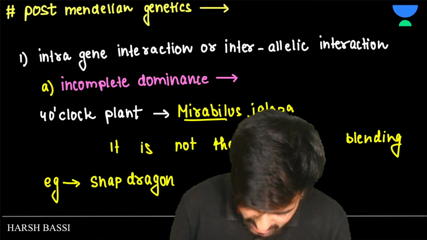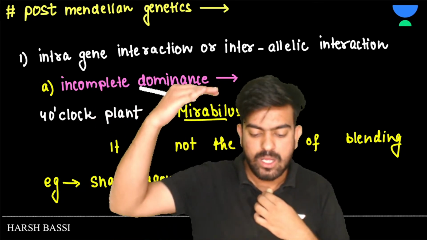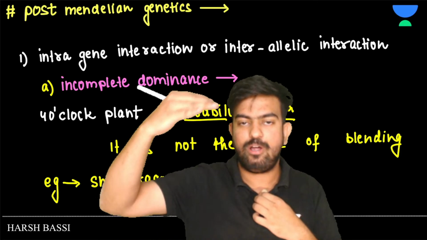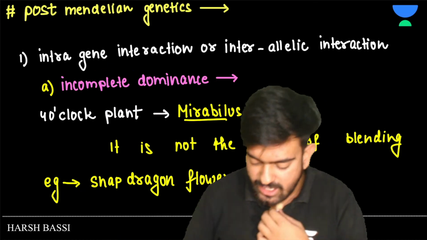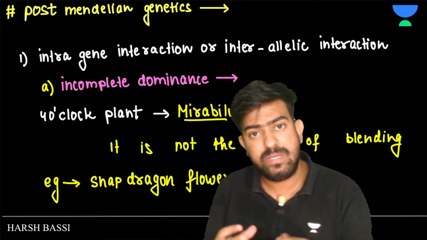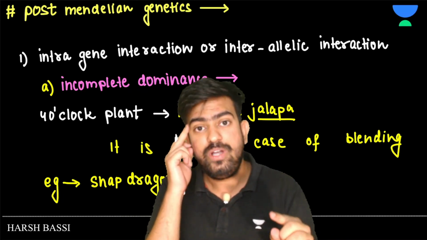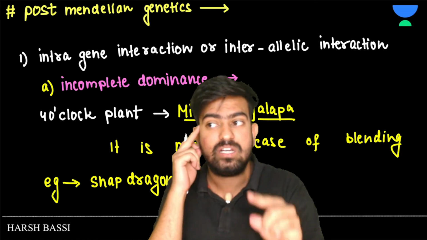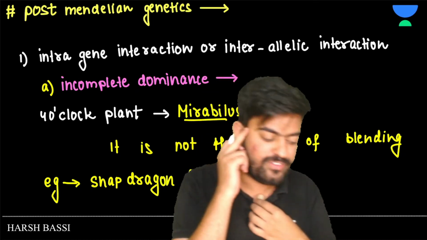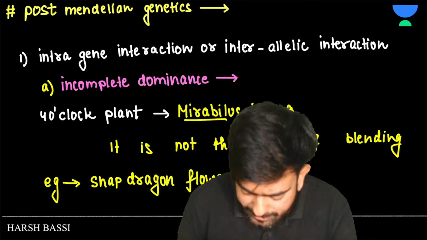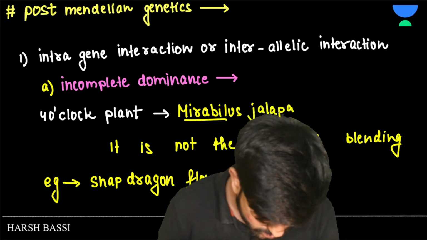So, how can the question be put up? Mirabilis jalapa is an example of incomplete dominance. Similarly, the snapdragon flower is an example of incomplete dominance. So, whenever a question is asked with these types of organisms, in your mind you should think, okay, this is the case of incomplete dominance, and I'll solve the question keeping this in mind. In snapdragon flower, what's the scientific name? The scientific name is Antirrhinum majus.